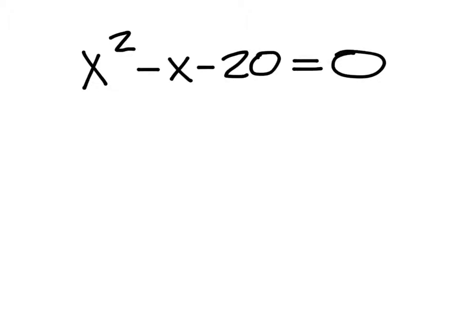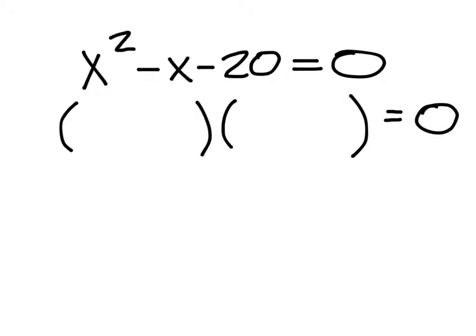Before we do these extra problems, here's just a reminder. If I had x squared minus x minus 20 equals 0, and I wanted to solve that, if it's factorable, then you can do this. 2 numbers that multiply to give me a negative 20. Can you come up with 2 numbers that give me a negative 20 when you multiply them?